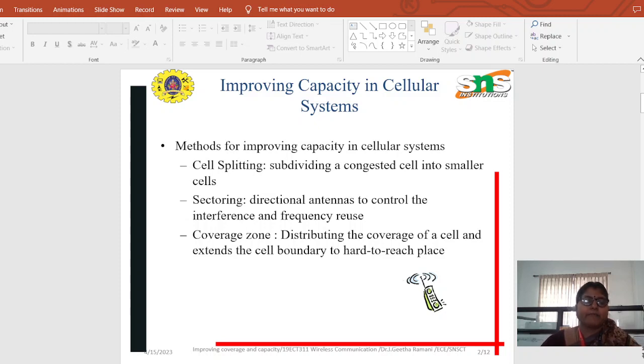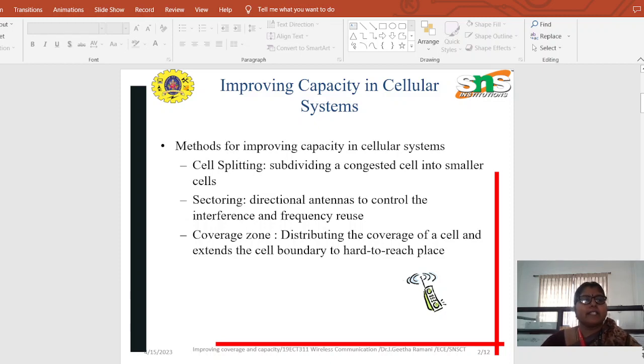We cannot expand the spectrum beyond certain limits. It's a natural resource, isn't it? So there are certain technologies used to improve the capacity of a cellular system, which are nothing but cell splitting, cell sectoring, and coverage zone method.